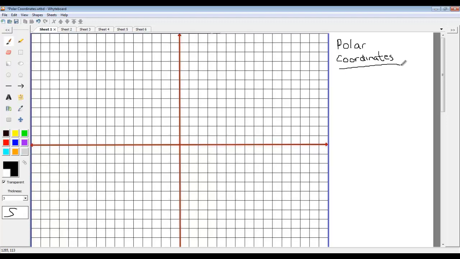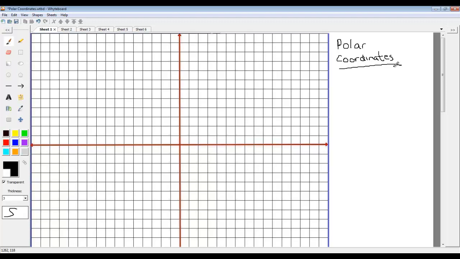Okay, we're going to look at polar coordinates. We're going to see what they are, how they work, how to graph with them, etc. And then in the near future, we'll also explore graphs of polar equations. And that's a lot of fun. Those graphs look really cool.